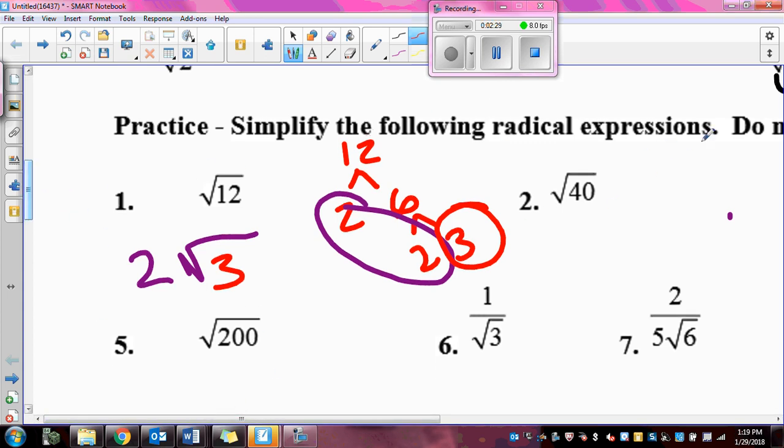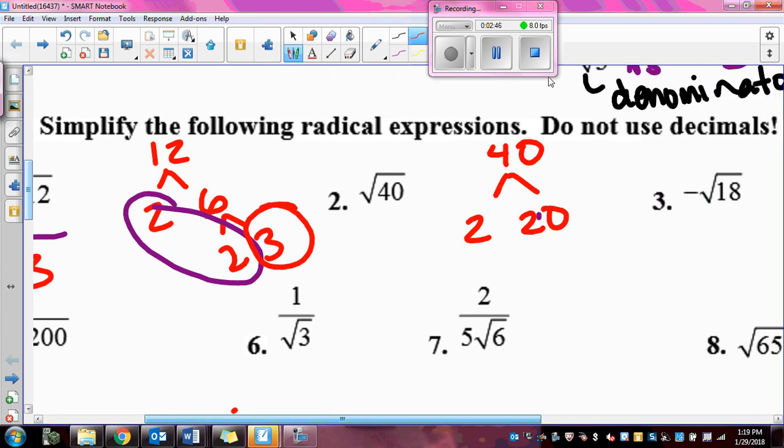Let's try another one. Let's try 40. Simplify this radical. So 40, I'm going to put just the 40, and I'm going to look at the prime numbers that go into 40. 2 times 20. 2 is a prime number, 20 is not, so I can simplify this one. The 20 can be simplified to 2 times 10. And the 10 can be simplified to 2 times 5. Now 2 and 5 are both prime numbers.